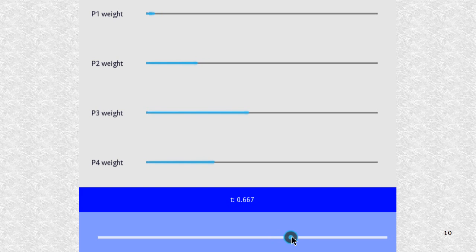If we have more control points, the actions will happen faster. For 5 control points, at T equals 0.2, the curve will be near point P2.